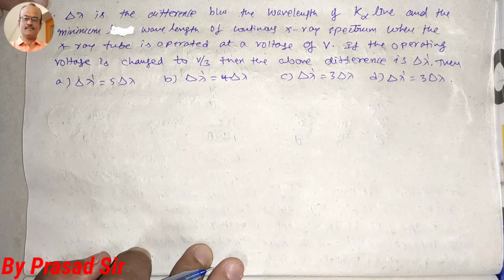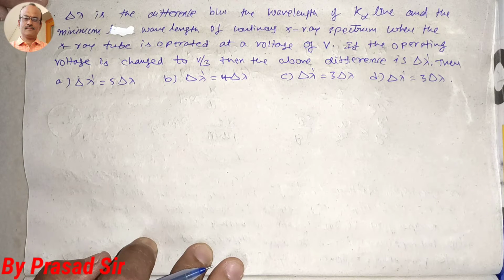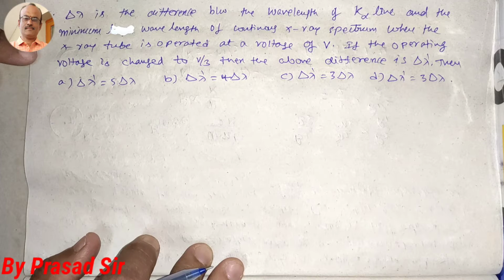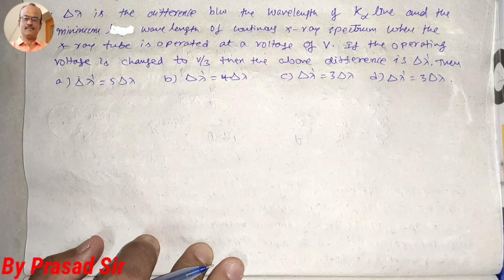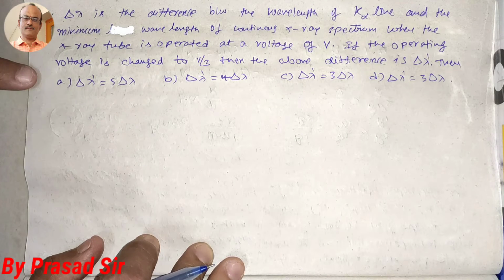Delta lambda is the difference between the wavelength of the K alpha line and the minimum wavelength of the continuous X-ray spectrum when the X-ray tube is operated at a voltage of V. If the operating voltage is changed to V by 3, then the above difference is delta lambda dash. Then what is the relation between delta lambda and delta lambda dash?